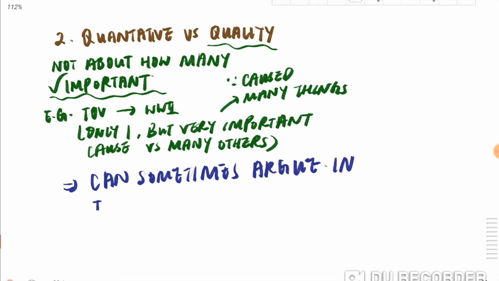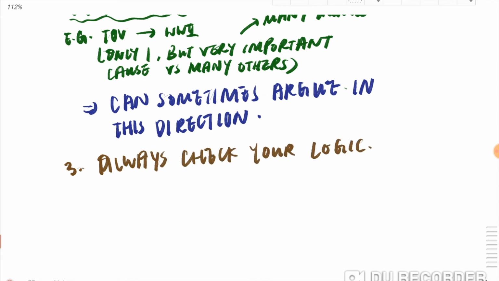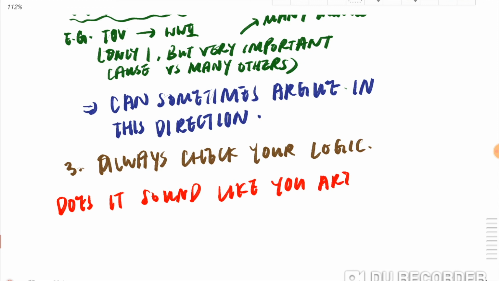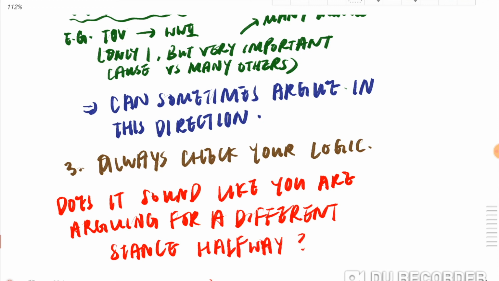So sometimes we can argue in the general direction that, despite only having one argument, it is more important than those in the counter arguments, and therefore supports your stance. And then the last tip is to always check your logic while writing your essay and your draft. So make sure that you don't sound like you are arguing for a different stance halfway through the essay. Always check that you are answering in the correct direction, and this all comes down to your writing of the draft.